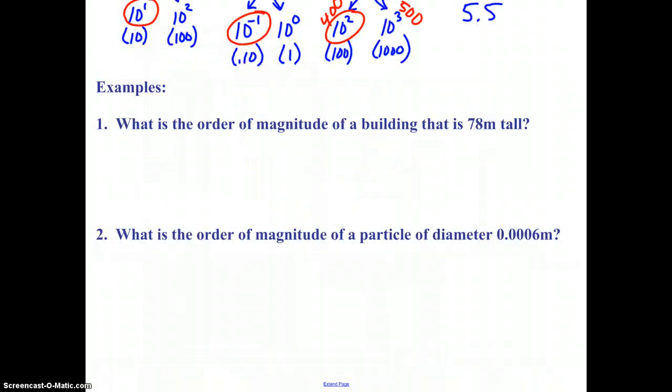What is the order of magnitude of a building that is 78 meters tall? Well, we take 78. Between what powers of 10 does 78 lie? 10 to the first, which is 10, and 10 to the second, which is 100. So between what powers of 10, which one is closest to 78? Well, 78 is greater than 55, which would be the halfway cutoff point, and so the answer is 10 to the second. All right, let's do one that's a decimal to wrap it up.